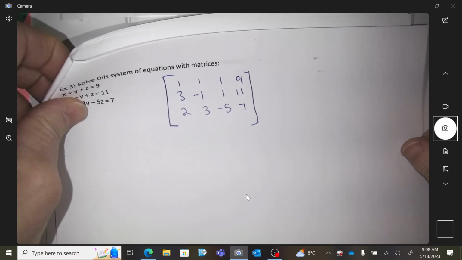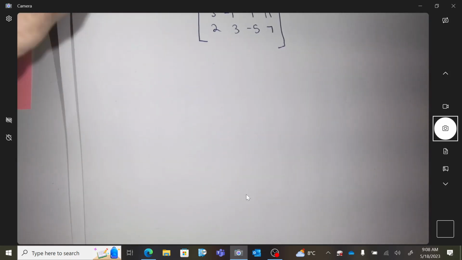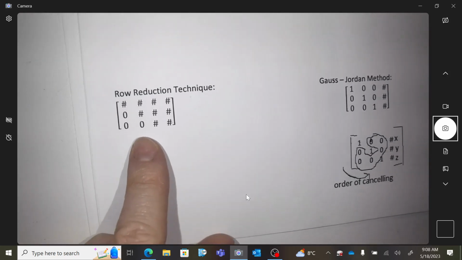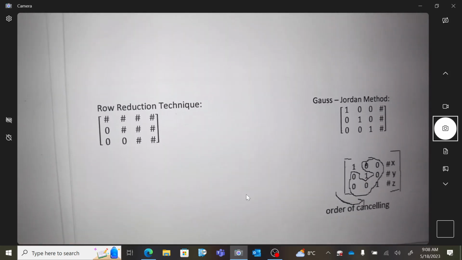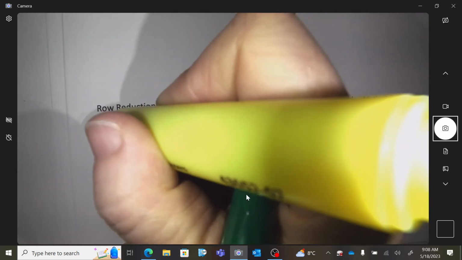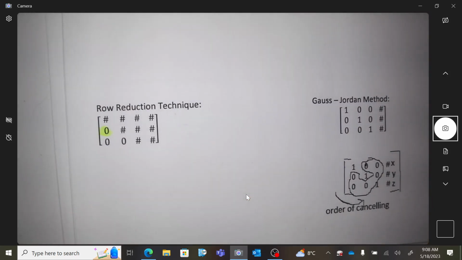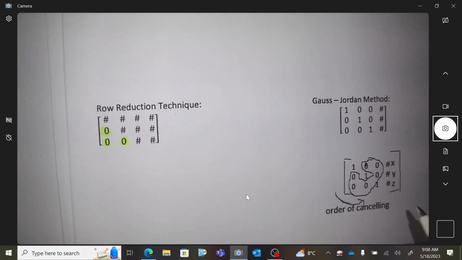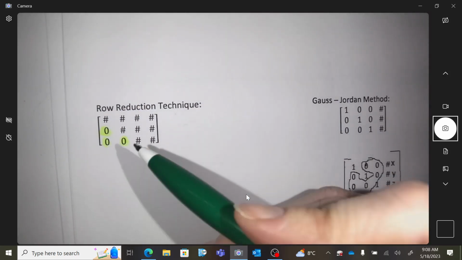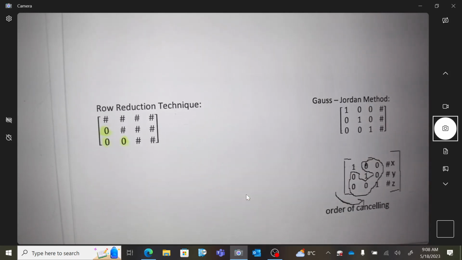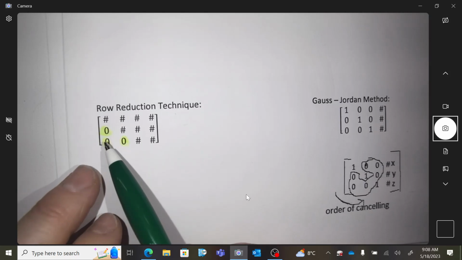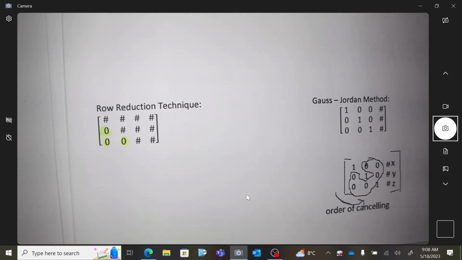Okay, so row reduction we're going to do. Row reduction looks like this. This equation needs to start with a 0 in the middle, and then this one needs to start with a 0, 0. Okay, so we added 1 layer onto what we just did. Before we just had the 1, 0, but now we need a 0 and a 0, 0. Okay, so that's our goal.